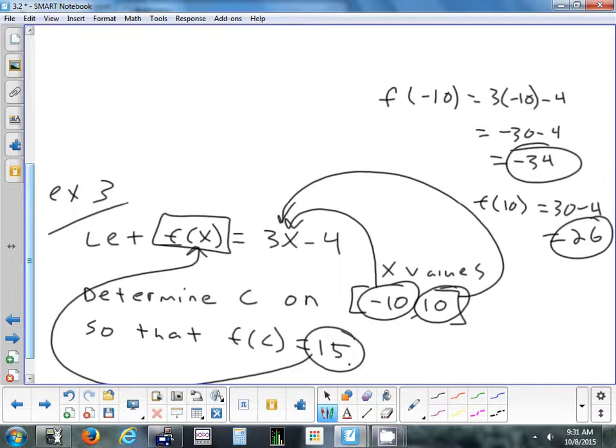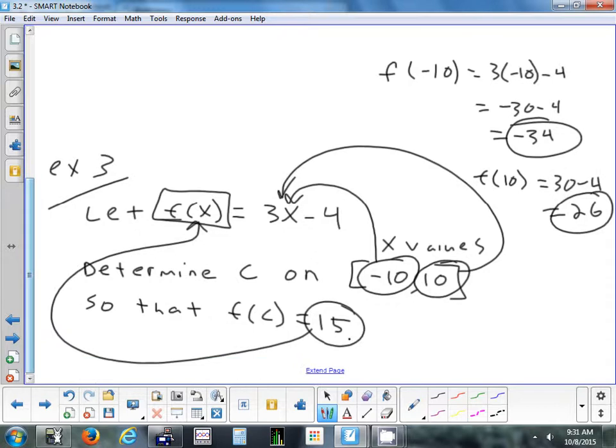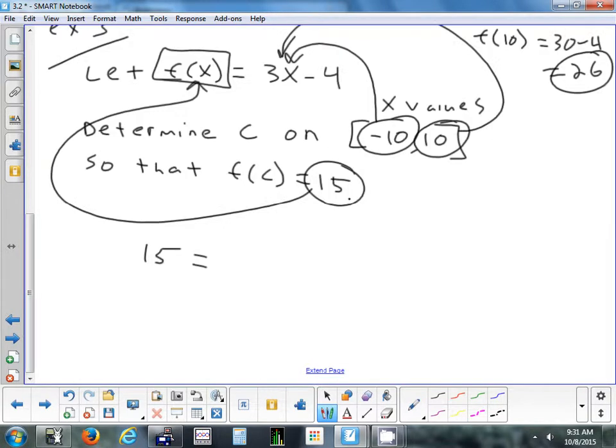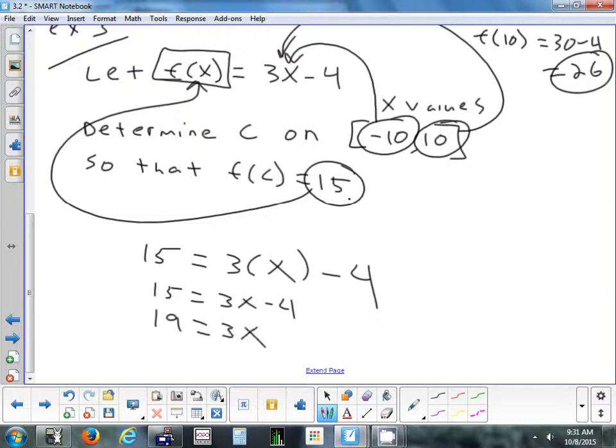So replace the left-hand side with 15. Solve for x. Figure out what value of x you would plug in that would make y 15. Oops, that's x. Trying to find what value of x I would plug in and get 15 for y. So first thing I'd do is add 4 to both sides. And what's my last step? Divide by 3. That's it.